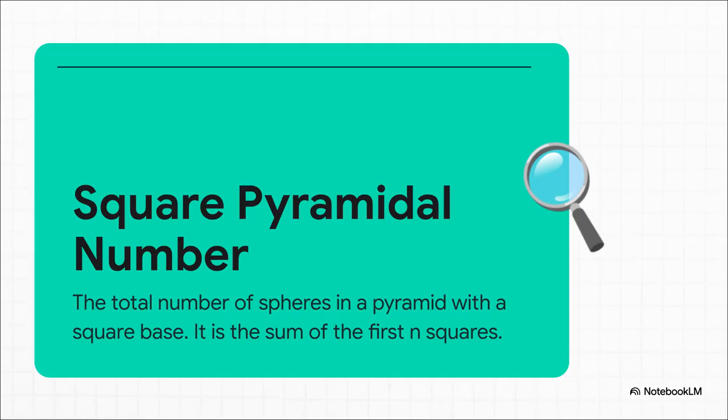Isn't that wild? One problem was about physically stacking balls in 3D. The other was about counting abstract squares in a 2D drawing. And yet, mathematically, they are identical. This number, 55, isn't just a fluke. It actually has a name. It belongs to a special set of numbers called square pyramidal numbers. And what are they? They're literally the sum of the first n square numbers. It's exactly what we just found.